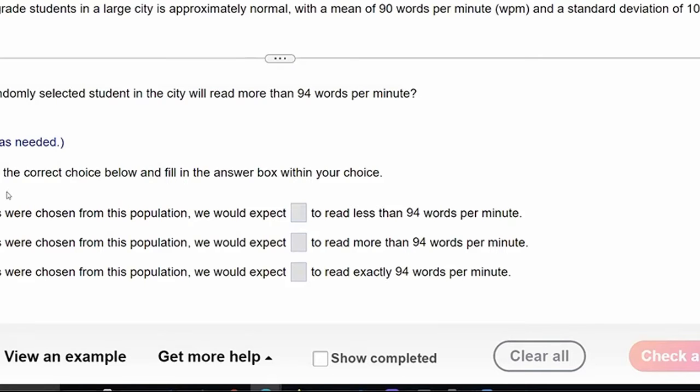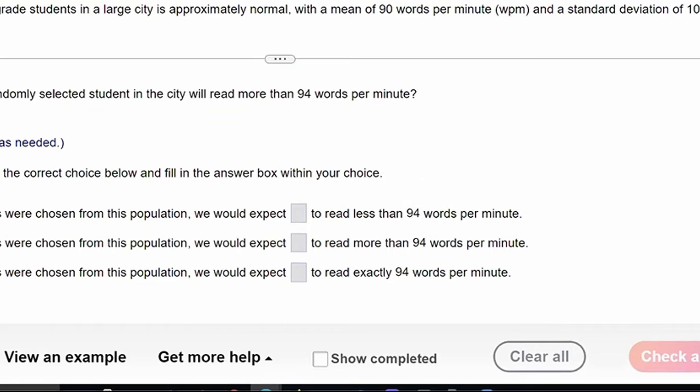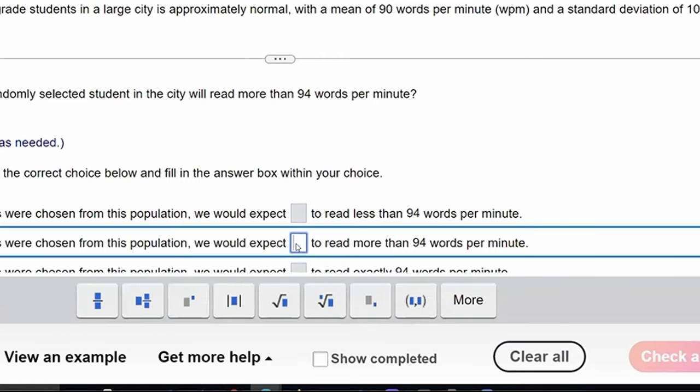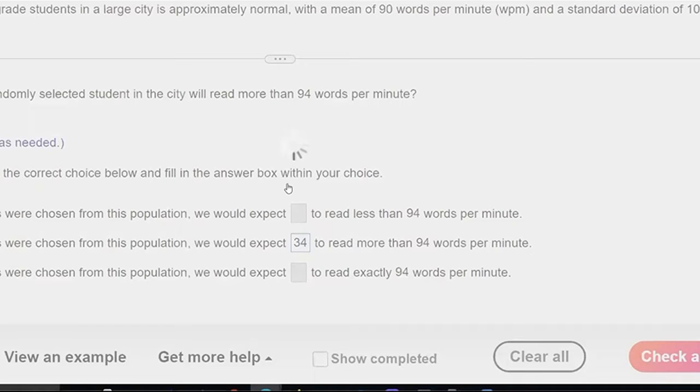So if 100 were randomly selected, we would expect, multiply that by 100, we get 34.46, which would round down. That would read more than 94 words per minute. That's good also.